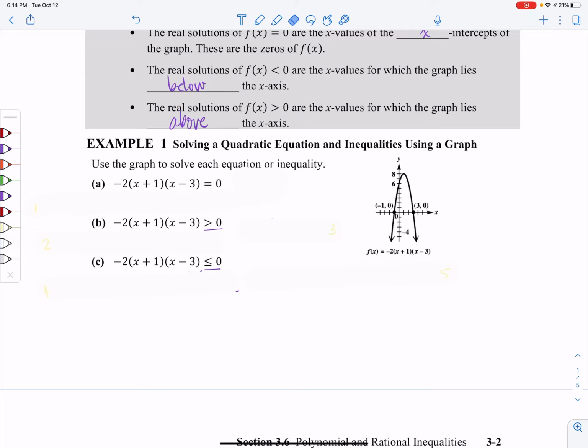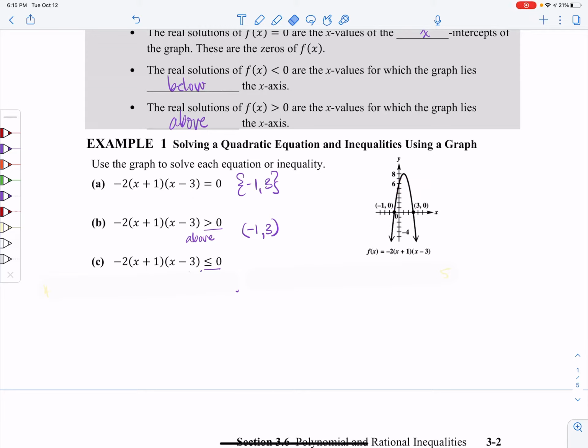So as you look at example number 1 here, my solutions for part A, this is what we've been doing most of the semester. We know that here my solutions are going to be x equals -1 and x equals 3. It's just asking for the zeros, the x-intercepts, the solutions. For letter B, notice that we're being asked for everything greater than 0. Well, this is above the x-axis. Above the x-axis is going to begin at -1, and it's going to use all of the x values up until 3.